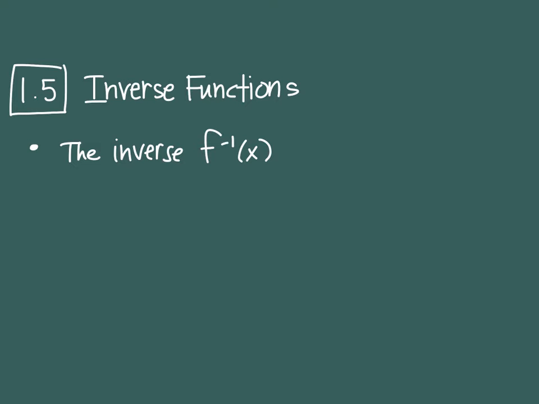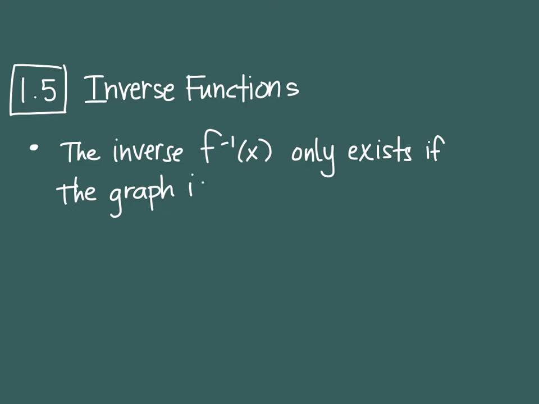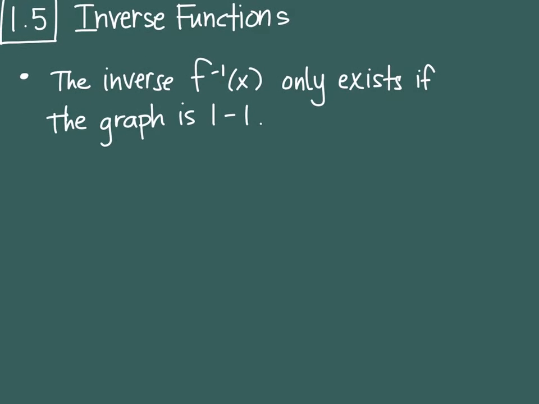So the inverse function only exists if the graph is one-to-one. If the graph's not one-to-one, then it's one of those trick questions, like the cube root question was on your open note quiz. If they give you a graph and it's not one-to-one, then you say it's not possible, and you write no inverse, and then you move on to the next question. Okay, you don't have to waste any of your time. So first, make sure that you check that.